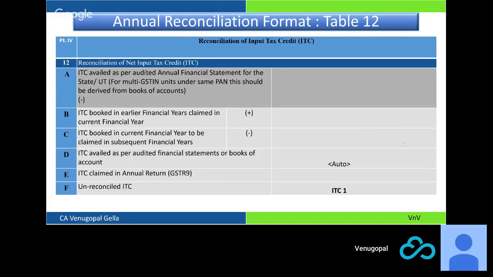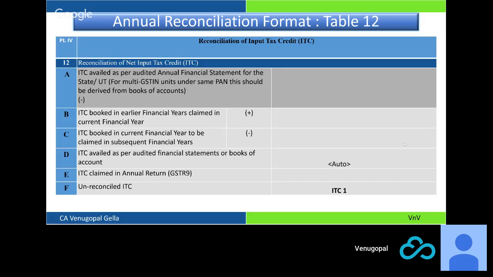So table 12 is similar to your bank reconciliation statement, where we take the balance as per bank book, we add the checks issued not cleared, or we subtract the checks deposited, and we try to derive the bank balance. So here I take the GST input tax credit as per books of accounts, but I might not have claimed the same credit in the same financial year in the GST. So I will try to reduce whatever input tax credit is claimed subsequently, and earlier year input tax credit which is claimed in the current period I would be adding, and we would derive what is the expected input tax credit to be claimed.